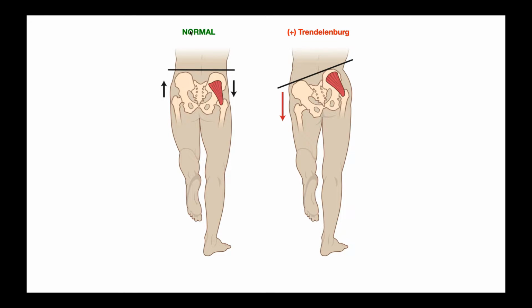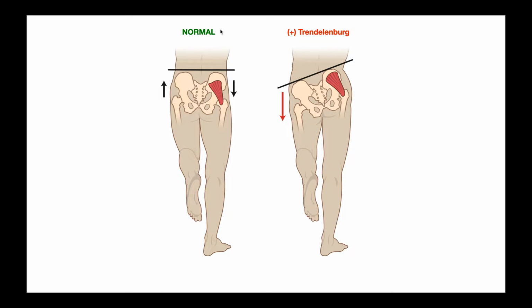When we consider what's normal versus a positive Trendelenburg sign, we're considering the hip abductors shown right here. Those are gluteus minimus and gluteus medius. The more important of the two is the latter, gluteus medius, so that's what I'll be referring to for the rest of this video, but they both contribute.